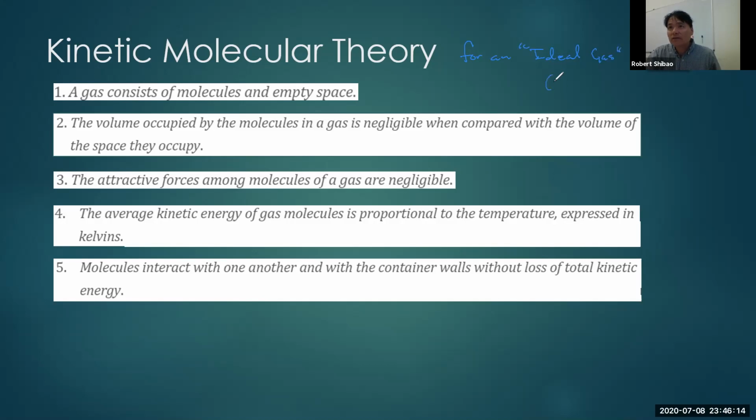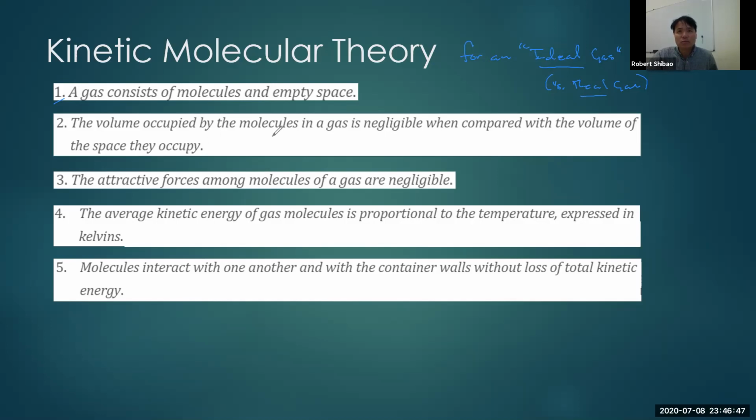Okay, well, ideal versus what? Versus a real gas. We'll talk about the difference between an ideal gas and a real gas later in part 2. For right now, these are the basic concepts behind kinetic molecular theory for an ideal gas. 1, a gas consists of molecules and empty space. 2, the volume occupied by the molecules in a gas is negligible when compared to the volume of the space they occupy. So it's practically all empty space.